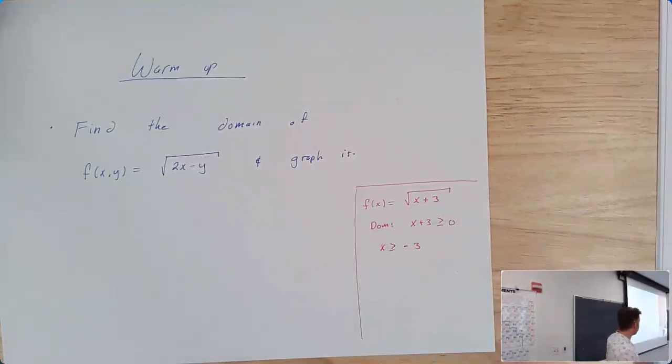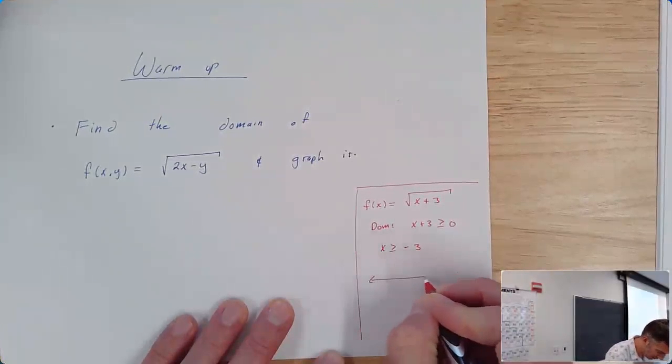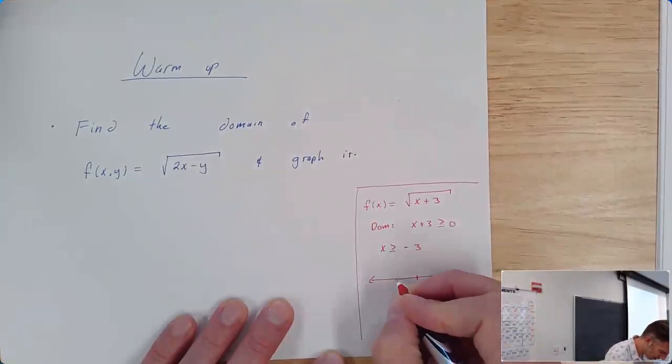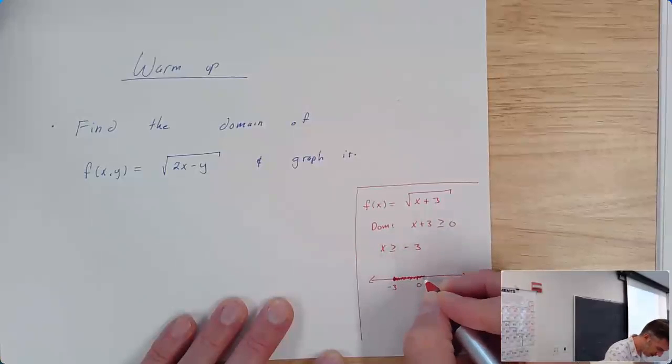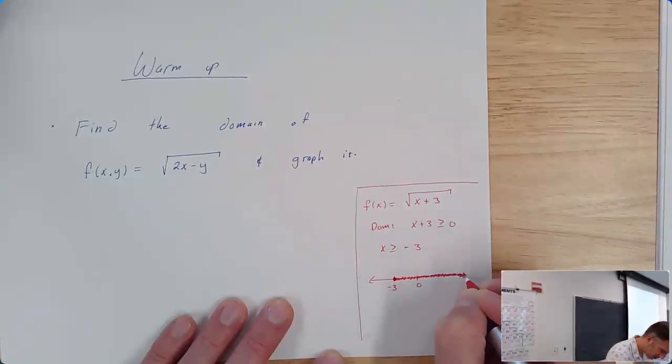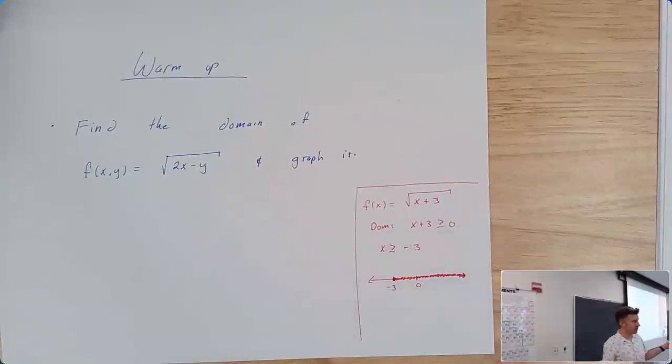I suppose if I wanted to graph it, I could graph it on the number line. And my graph, although not very exciting, that's 0 and that's -3. My graph is everything to the right of -3, including -3. That's how I find the domain of a regular function in 17a, or a function of one variable. But now we're dealing with functions of two variables. So our domain is not just a line on the number line, it's a region in the two-dimensional Cartesian plane.